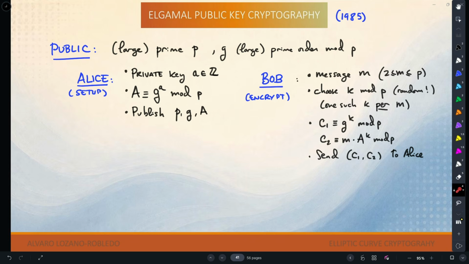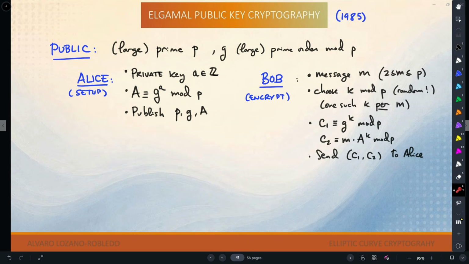You're going to have to send messages, your own credit card number to Alice. So Alice just sets up a system for people to send messages that she is going to be able to decrypt. She chooses a private key a, computes capital A, g to the a. So here is where the DLP comes into place, and she publishes p, g, and A, and waits.